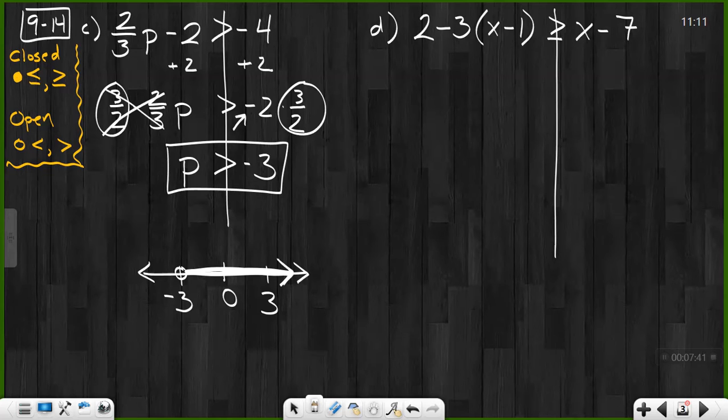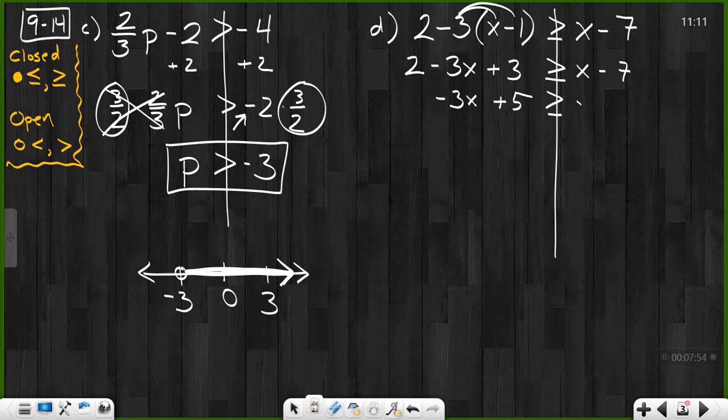D. Draw my line down the center. This time I've got parentheses, so I've got to distribute. And I've got to combine some like terms. And get all of my x's to one side. In this case here, I'm going to subtract x from each side. I like moving x to the left when I'm solving inequalities. I'll show you why in a moment. All right, but it wouldn't be wrong to do it the other way. Subtract my 5.